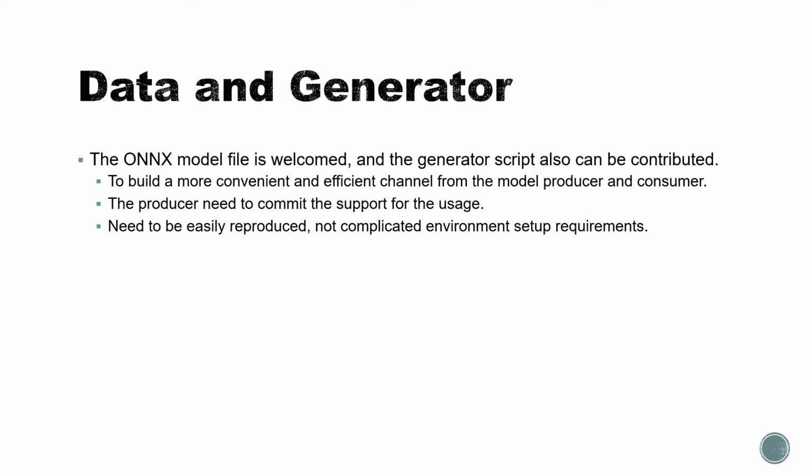And to help the user easily reproduce, there are two requirements for the producer. First, the producer should provide some information to help the user use their model, especially an email, so users can ask questions, or answer the issues in the GitHub issue list. The second is that the generated source or script should be easy to reproduce without any complicated environment setup.